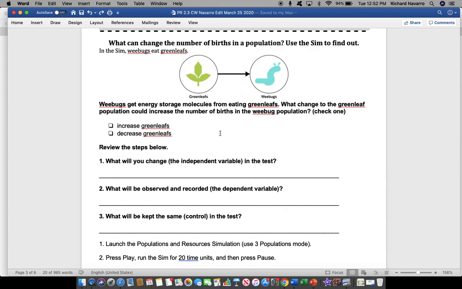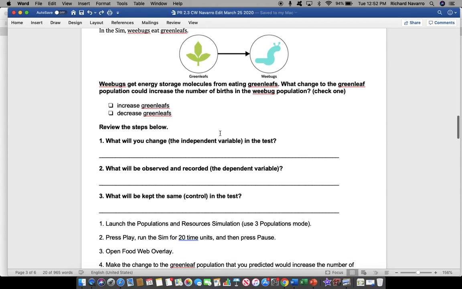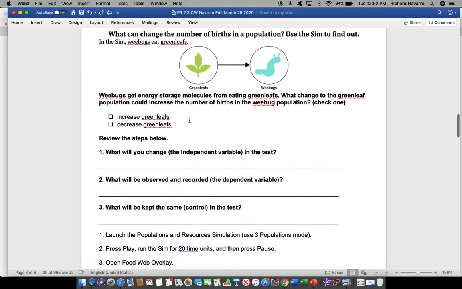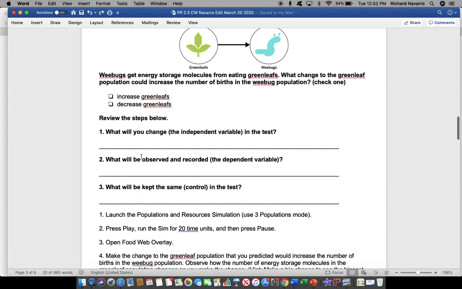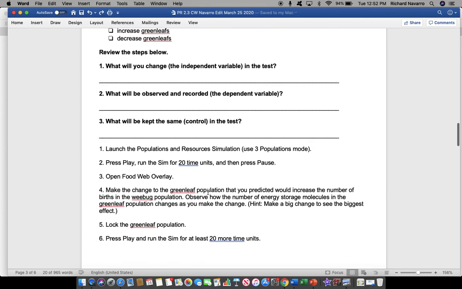You can do this in your Google document as we go along. Now, review these steps below. What will you change, the independent variable in the test? So which of these are you going to wish to see? Are you going to want to increase green leaves or decrease green leaves? What will be observed and recorded, the dependent variable? And what will be kept the same to control, or the control in the test?